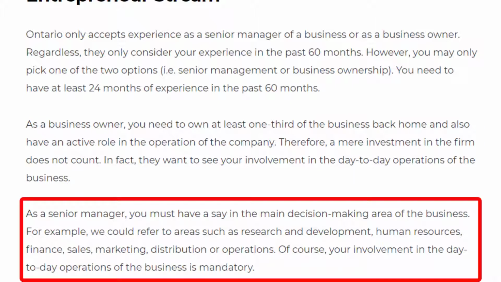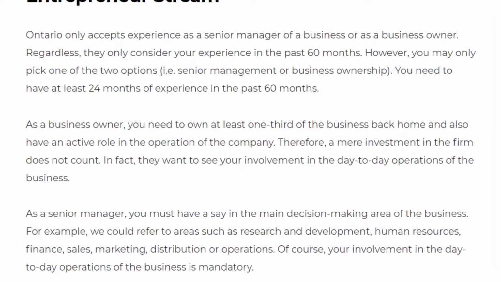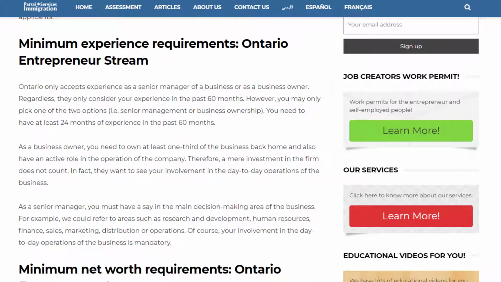As a senior manager, obviously you were a manager who could be involved in major decision-making processes in the business. So we're looking at people who were involved with major decision-making processes of the business, like hiring, firing, budgeting, foreseeing the future of the company, signing agreements with other entities, and so on and so forth.